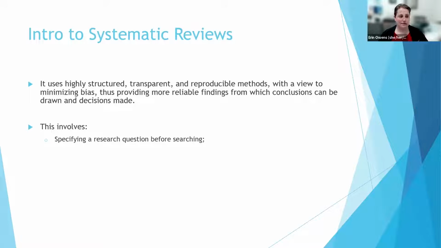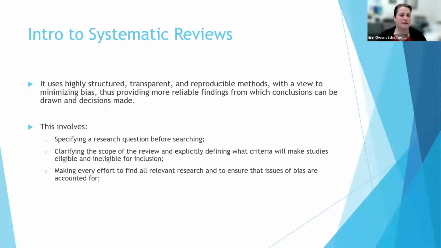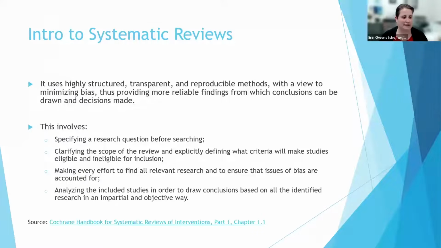So making sure that things are transparent and reproducible involves specifying that question before we start searching, making sure we know exactly what our scope is. How are we going to decide which studies to include and exclude? Making sure that we're making every possible effort to find things comprehensively, ensuring that we're accounting for any possible bias issues like language, things like that. What language of studies do we look at? And then making sure that whatever analysis we do on those included studies draws conclusions based on all of that research in an objective way.